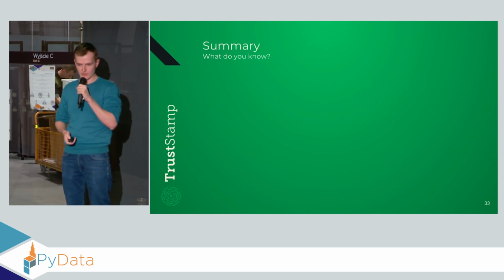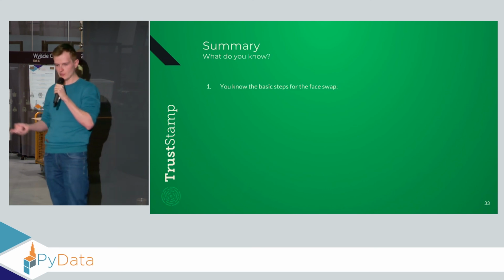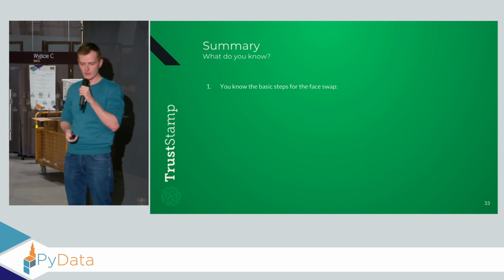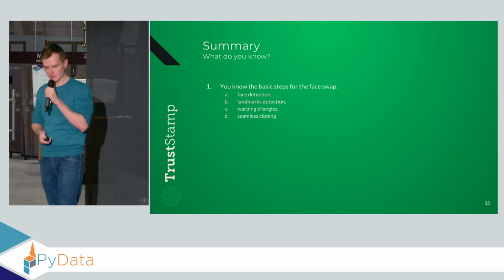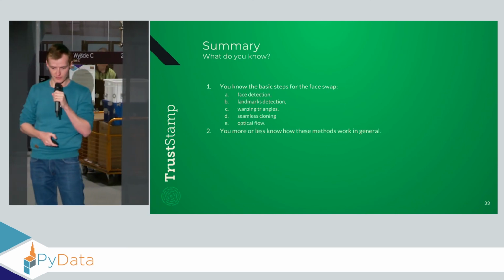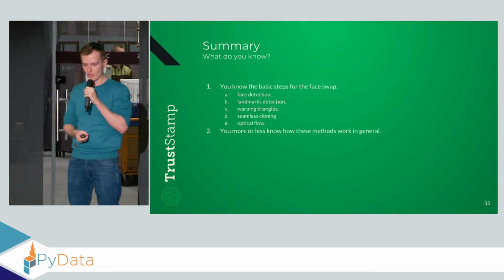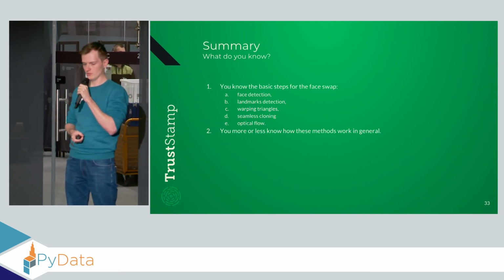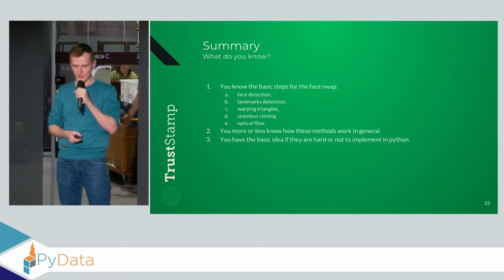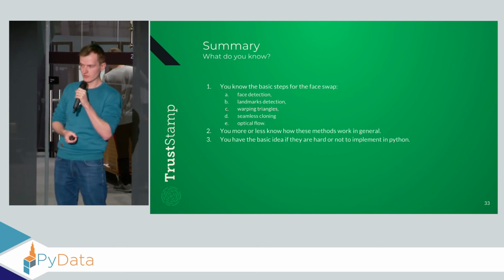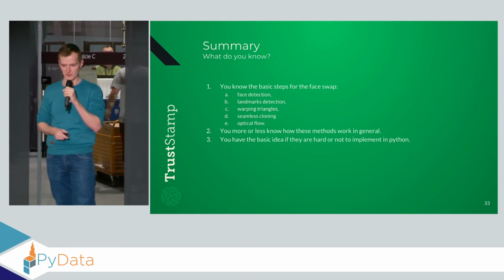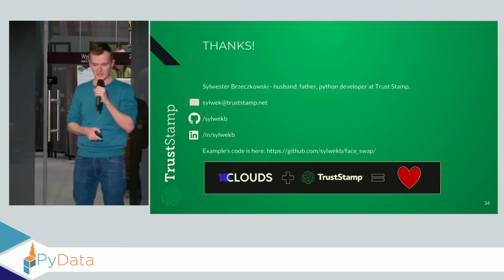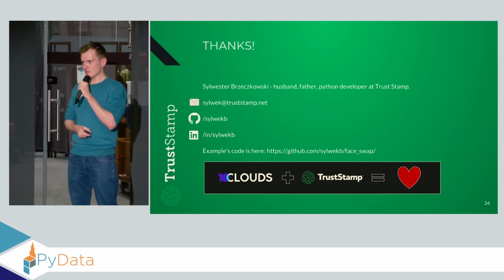Okay, I think that's the summary. So do you know the basic steps for the face swap right now? I hope so. There's face detection, landmark detection, warping triangles, seamless cloning, optical flow. You more or less know how these methods work in general. You have the basic idea of whether they are hard or not to implement in Python, except for this triangle warp. But I promise you it's already been done by Satya Mallick. Okay, and that's it. Any questions?